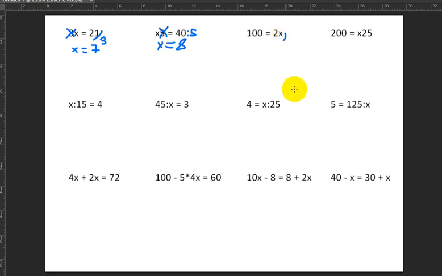Next, what happens when x is on the other side? Nothing really changes. We've said that we can flip what's on each side of the equal sign. So 100 equals 2x can be turned into 2x equals 100. Then we cross this out and divide this by 2. So x will be equal to 100 divided by 2, which is 50.